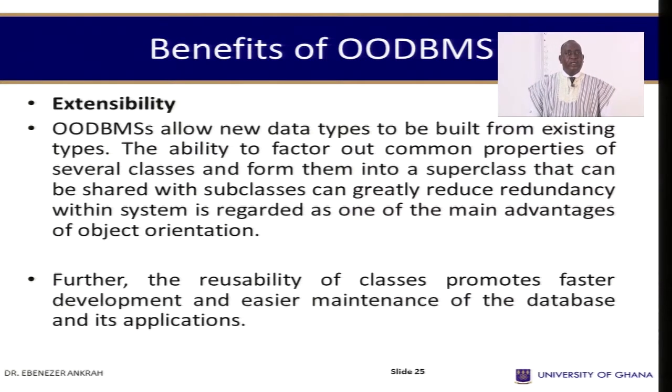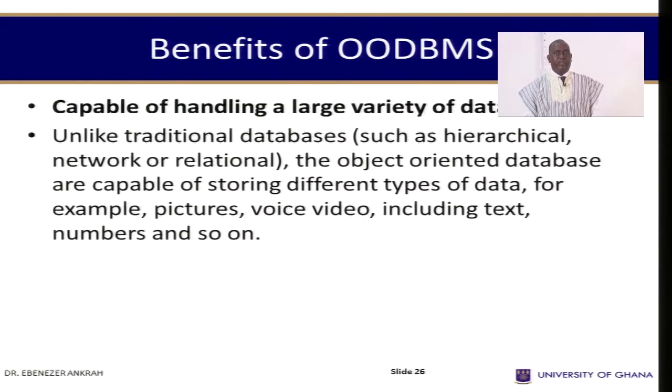Extensibility. The object-oriented database system can be extended to different types. It allows new data types to be built from existing types, and that extends to other programs, and is also a benefit to object-oriented programming.